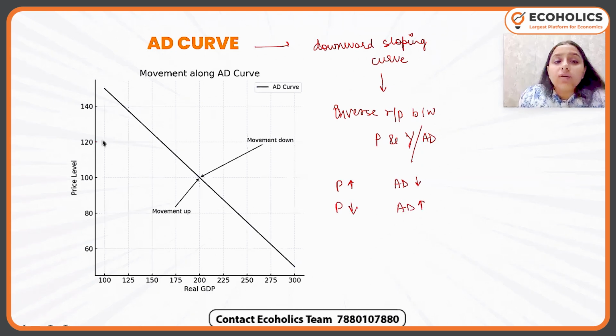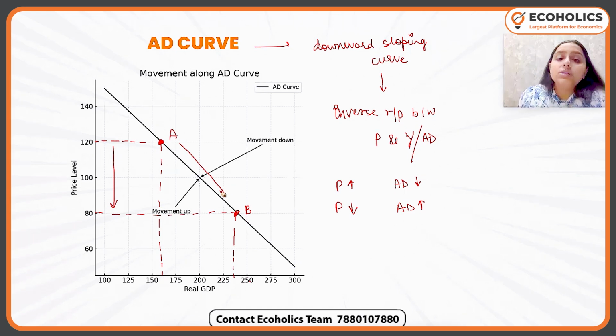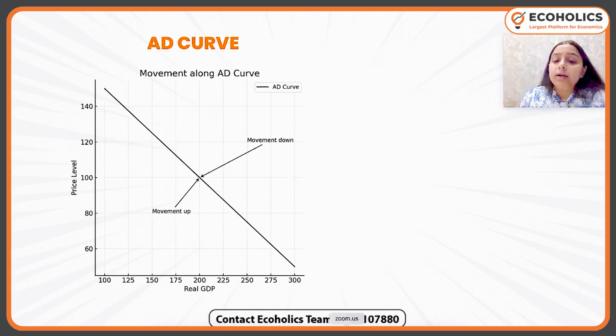So if you focus here, when the price is 120, the aggregate demand is somewhere between 150 to 175. Whereas if the prices fell to 80, then at 80, what is happening? The demand is increasing to between 225 and 250. So we have moved from point A to point B. The curve is not shifting. This is movement along the aggregate demand curve. We are moving downwards because aggregate demand is rising as a result of the price fall. So that is movement along the aggregate demand curve.